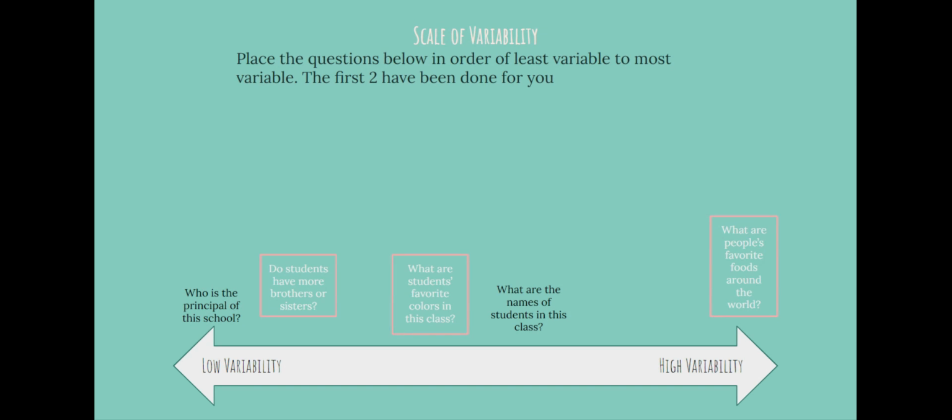It's going to be more variable than do students have more brothers or sisters, because I'll probably get more than 4 answers, but it's less variable than what are the names of students in this class, because I'll probably get 20 different names in a class of 20, but I'm not going to get 20 different favorite colors. I might get 8 or 9, but usually there's going to be some overlap when we talk about favorite colors.